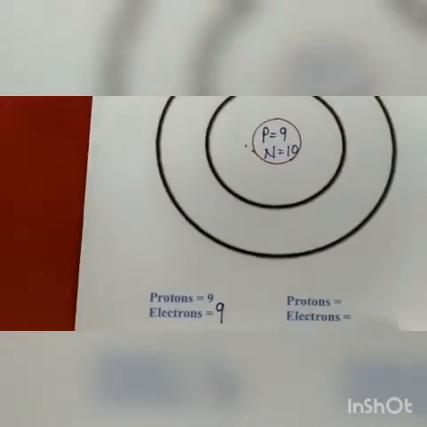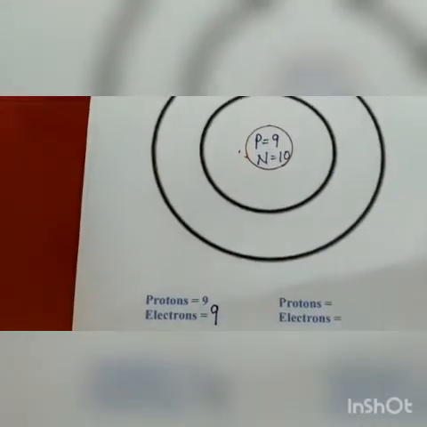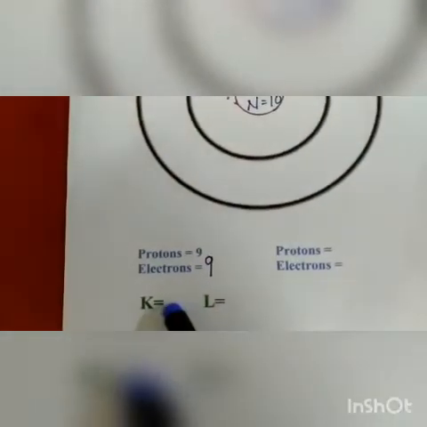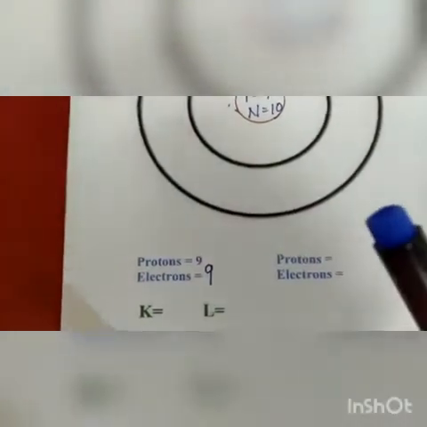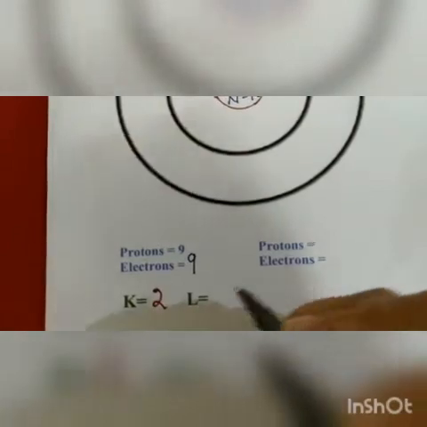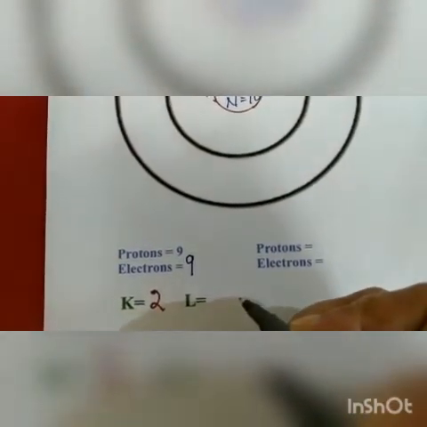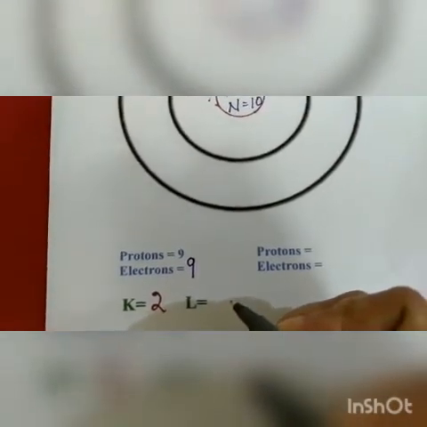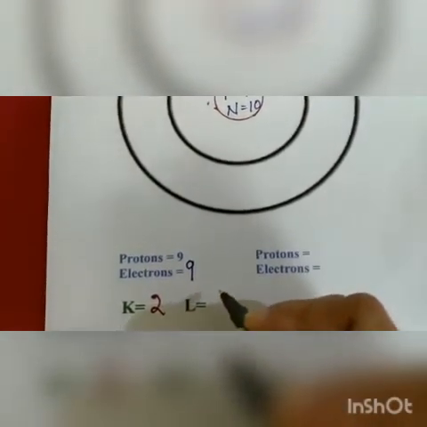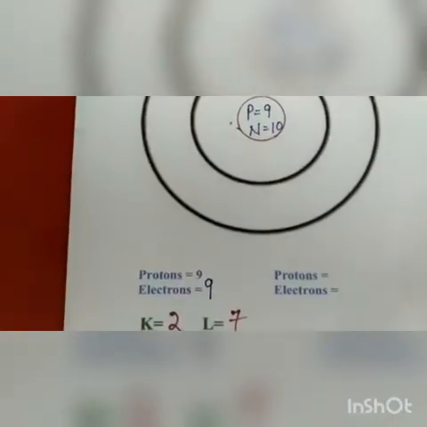Now if there are 9 electrons, how are these 9 electrons distributed in different shells? Let us say this is the K shell. How many maximum electrons can be accommodated in the K shell? 2. So in the K shell, 2 electrons are accommodated. Then the second shell is L. How many electrons are left? 7 electrons are left. A maximum of 8 electrons can be accommodated in the L shell. So these 7 electrons will be accommodated in the L shell.